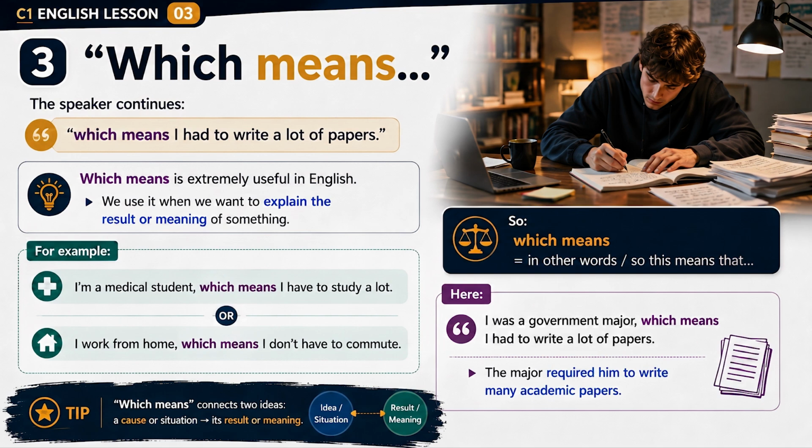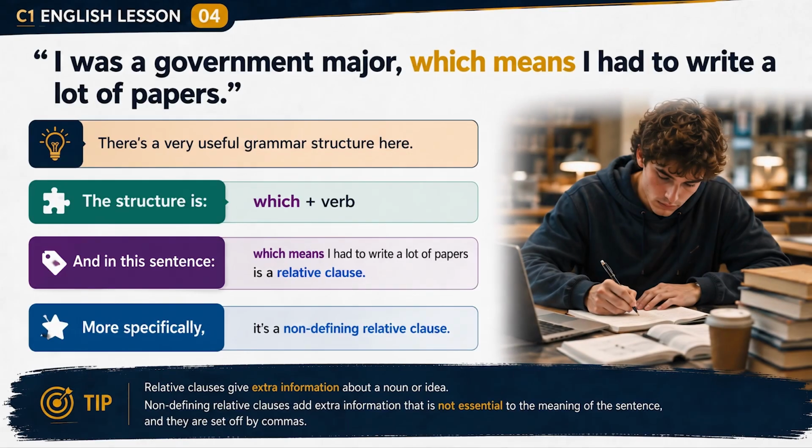But let's look at this part. I was a government major, which means I had to write a lot of papers. There is a very useful grammar structure here. Which plus verb. And this part, which means I had to write a lot of papers, is a relative clause. And I will teach you relative clause.